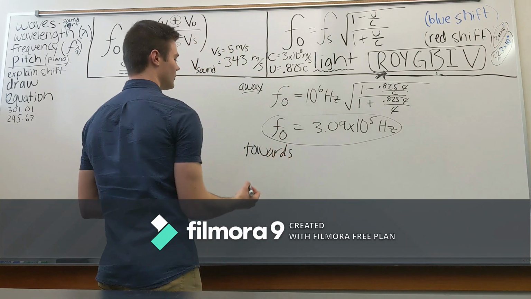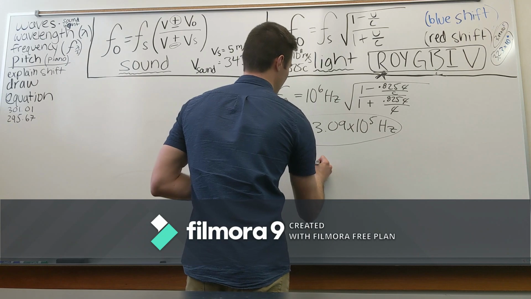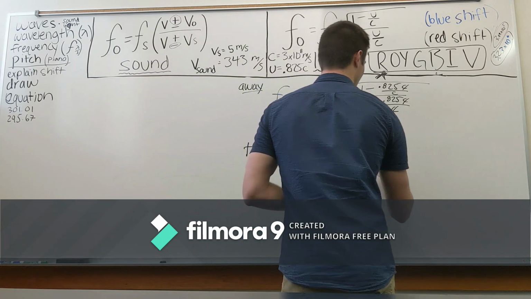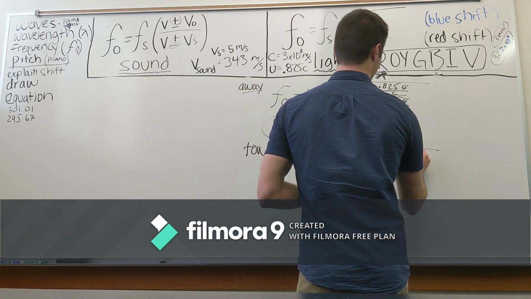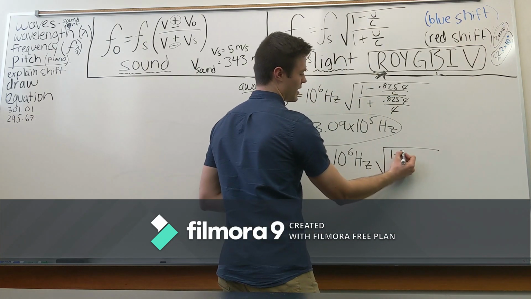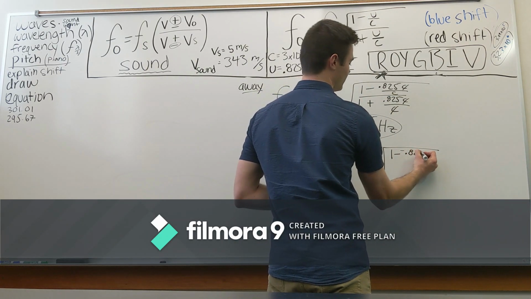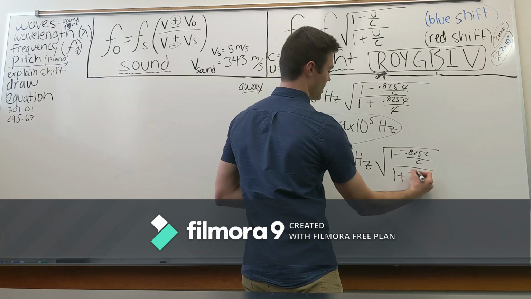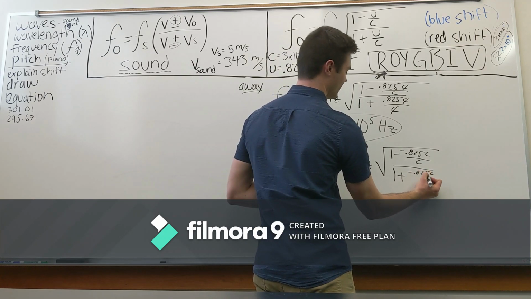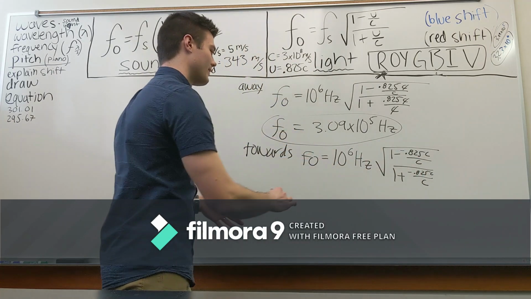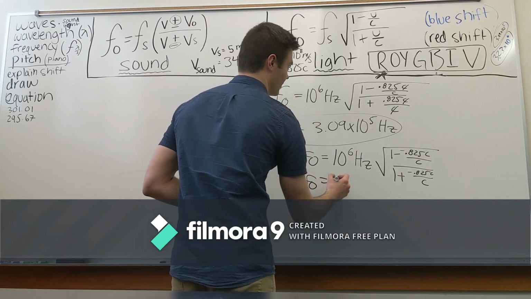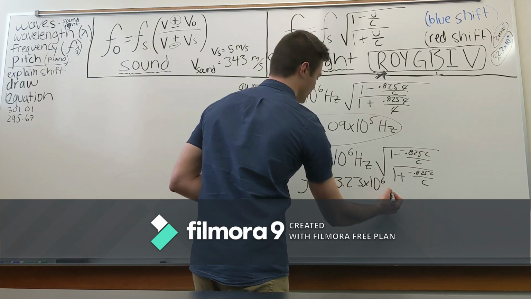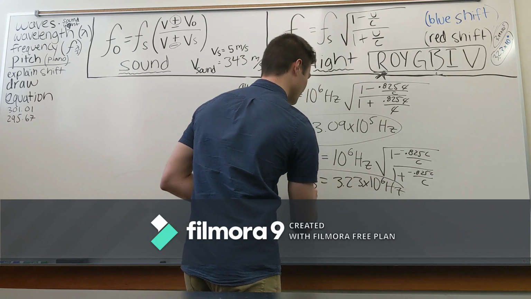So now when we're moving towards, the source frequency is the same. We're going to do square root of 1, now we're going to say this is a negative value here, negative 0.825c, and then plus a negative 0.825c divided by c. Do all the math on that, we come out with 3.23 times 10 to the 6th hertz.